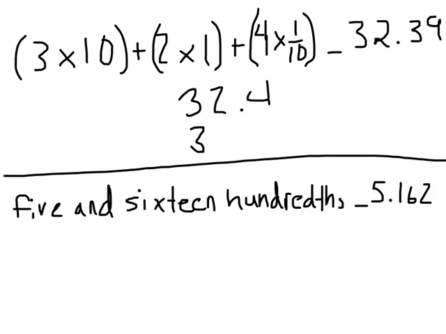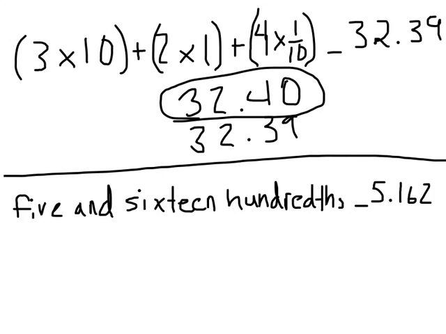So, which decimal is larger? Well, when I line them up, I can see that 32 and 40 hundredths is larger than 32 and 39 hundredths because 4 in the tenths place is larger than 3 in the tenths place. So the correct answer is that the first number is greater.